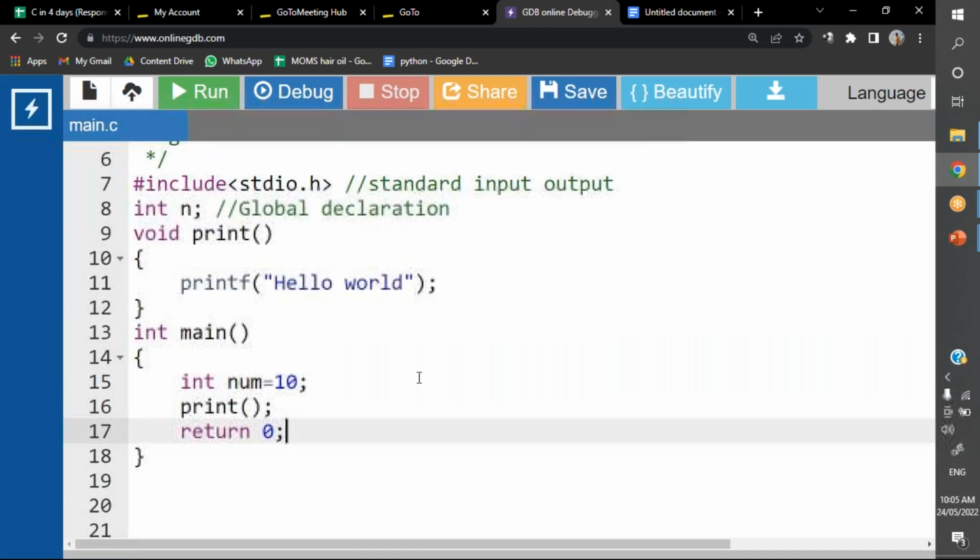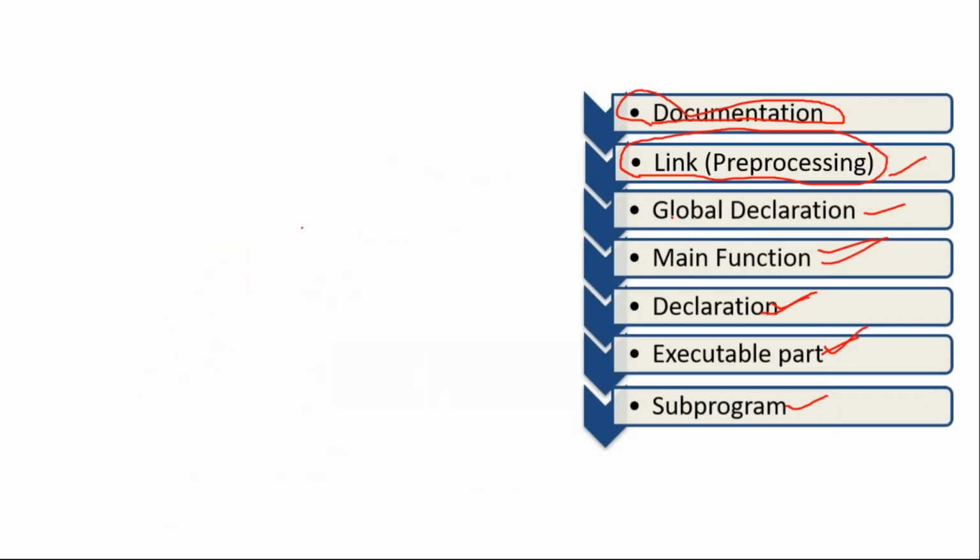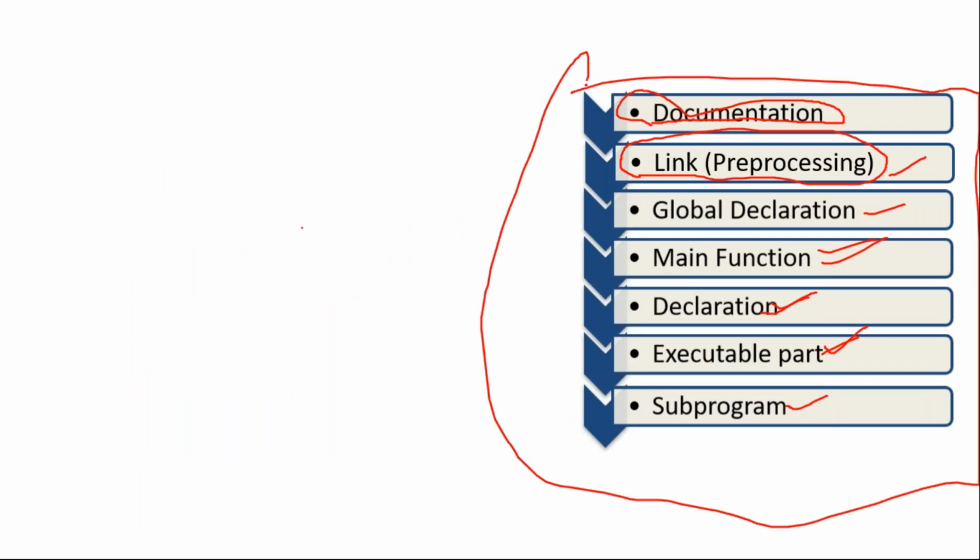Clear everyone? The basic structure of a C program. This is the basic structure of a C program, just basic information. Is this clear everyone?